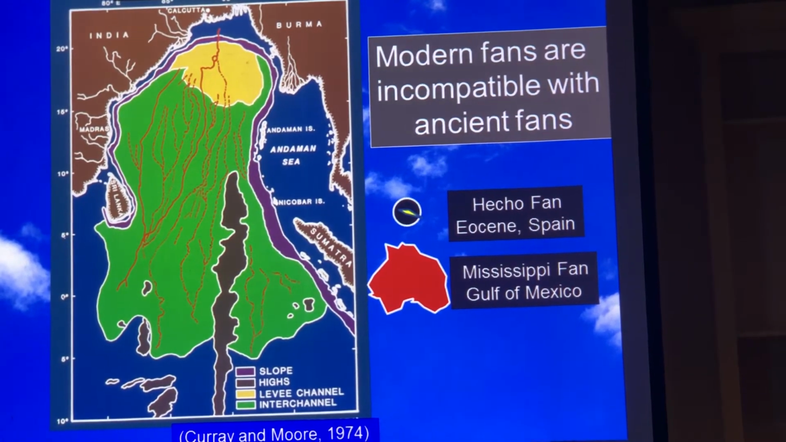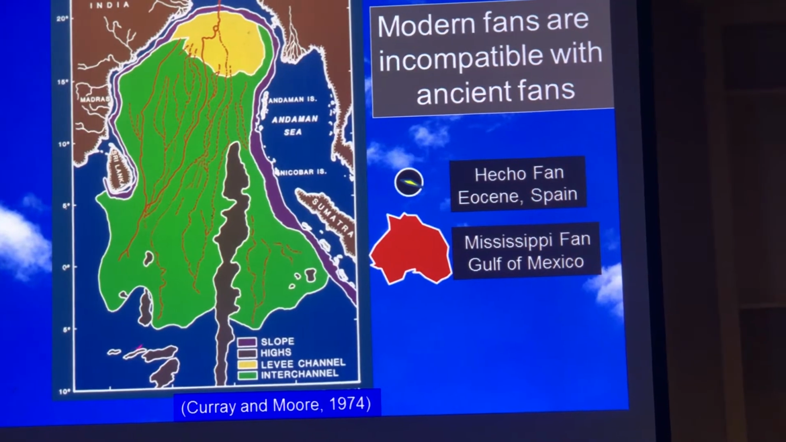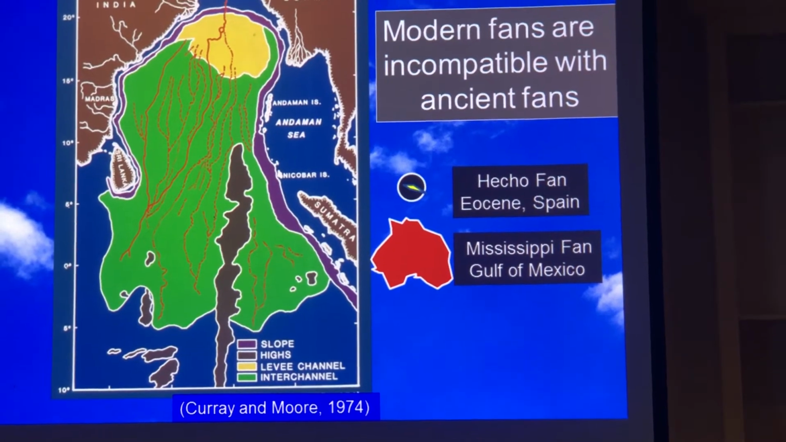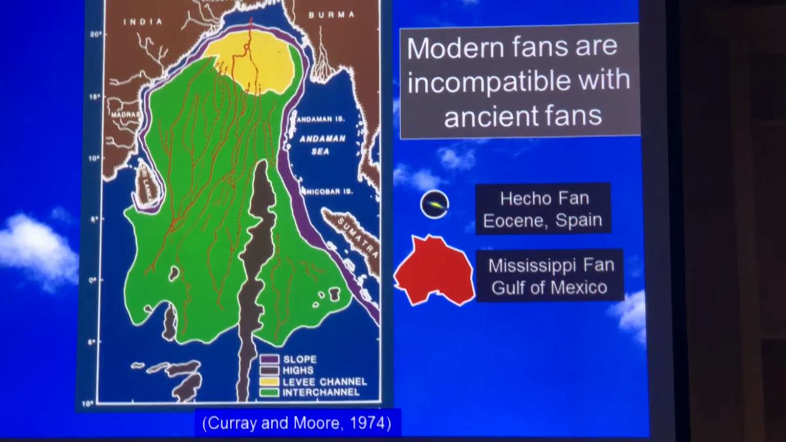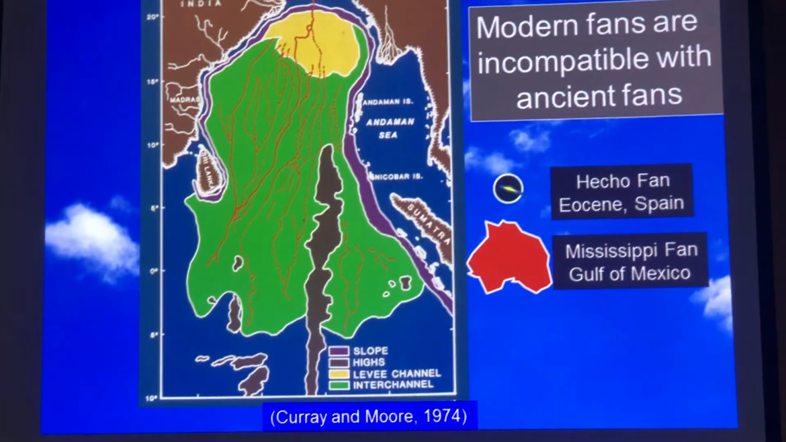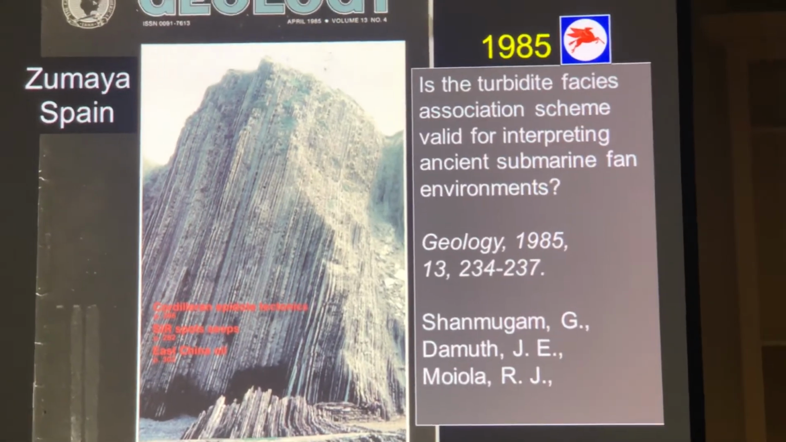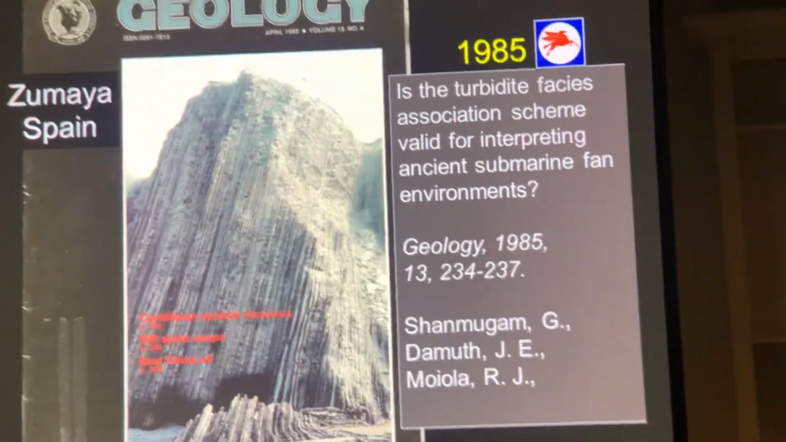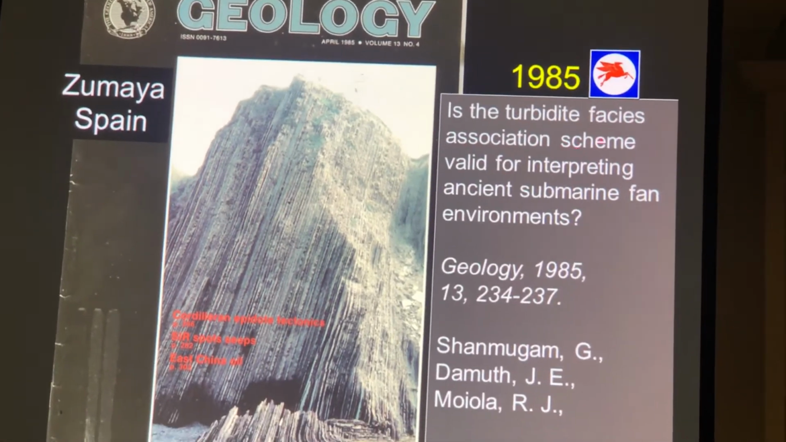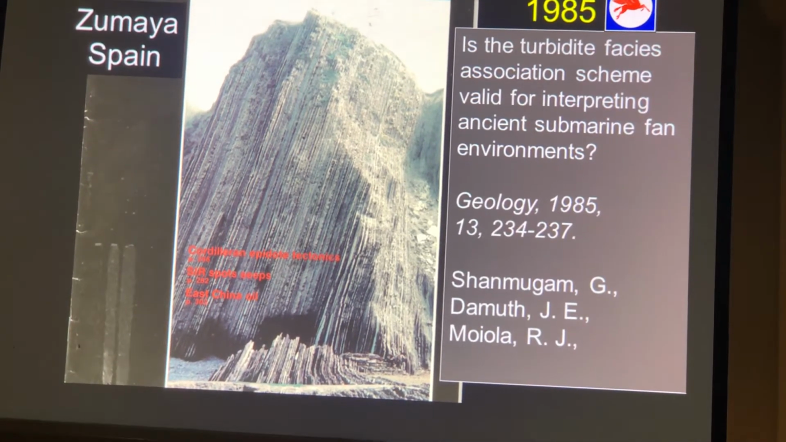So when Mutti says inner fan, middle fan, and outer fan, it doesn't make any sense in terms of modern systems. So what does that mean for the principle of uniformitarianism? It created a lot of questions. That's why this book is very important to understand deep water systems. Because of that, we published a paper in Geology in '85. The title of that paper is: Is the turbidite facies scheme proposed by Mutti valid for interpreting ancient submarine fans?